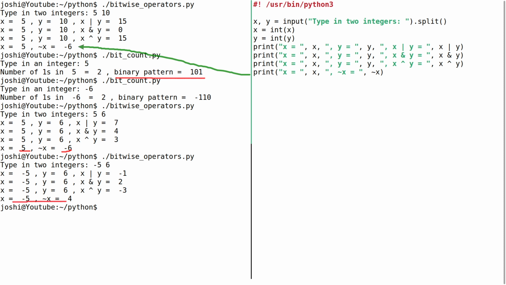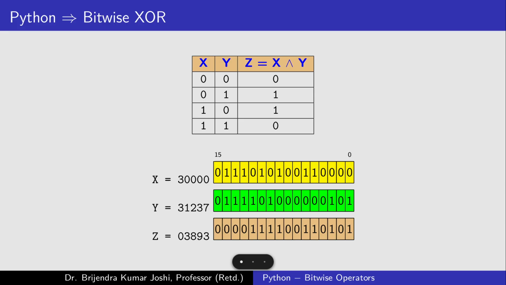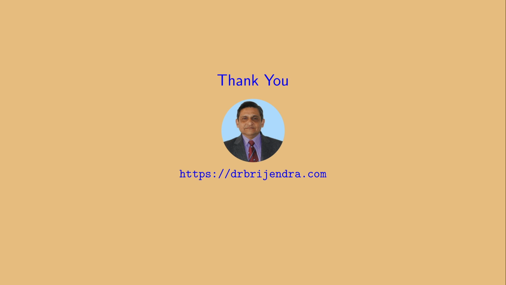So the point to be noted is, if the integer given is positive, the bitwise NOT will result in a negative number whose absolute value is 1 more than the input value. Similarly, if the input itself is -5, then its bitwise NOT would give you a value which is positive in sign and 1 less than the input in magnitude. Okay, so that is all in this video. Thank you.